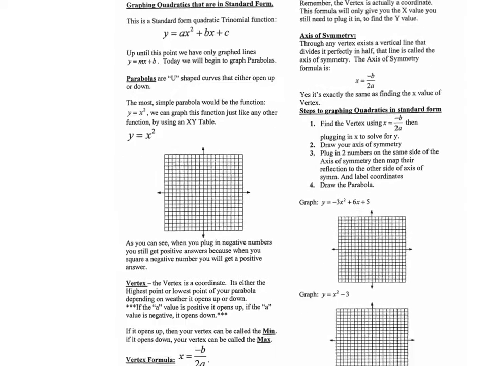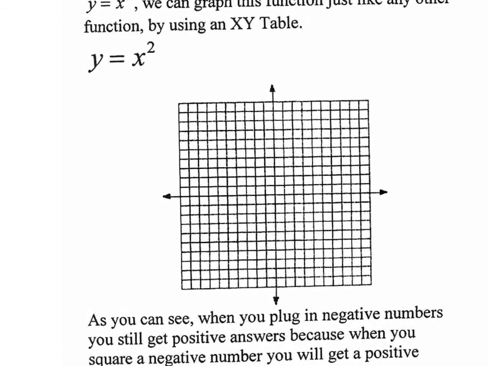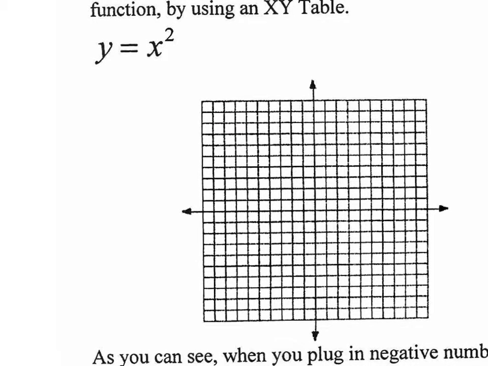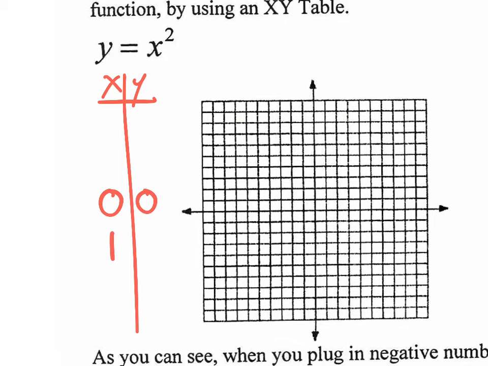So this was from Friday, and we already filled out this part. We graphed the parent graph on Friday. Just a quick review in case you forgot. We made an XY table on Friday, and we plugged in 0. And when you do 0 squared, you get out 0. When you do 1 squared, you get out a 1. When you do 2 squared, you get out a 4. When you do 3 squared, you get out a 9.